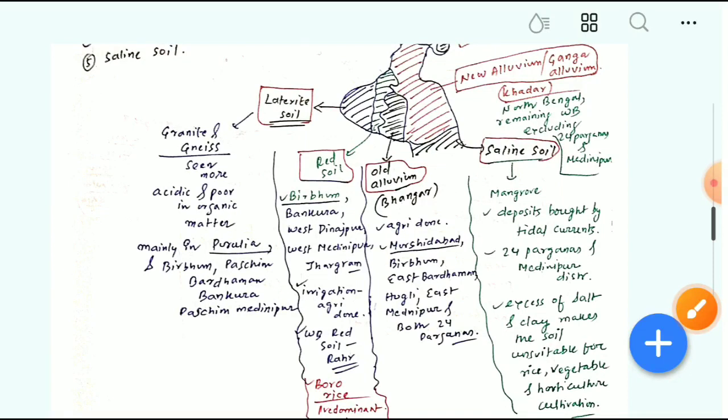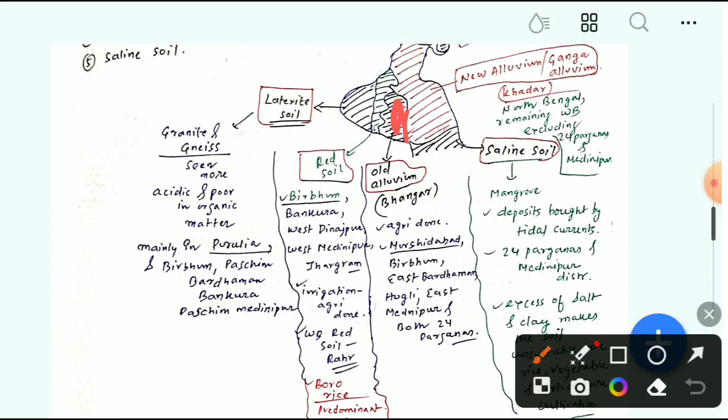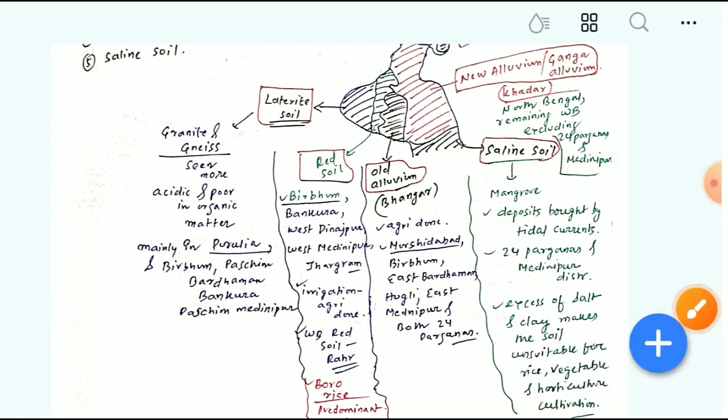Next you can see old alluvial soil. It is in Medinipur, Murshidabad, Birbhum, East Bardhaman, Hooghly. Agriculture is done here. It is old alluvium, that is Bhangar. The other name of old alluvium is Bhangar.